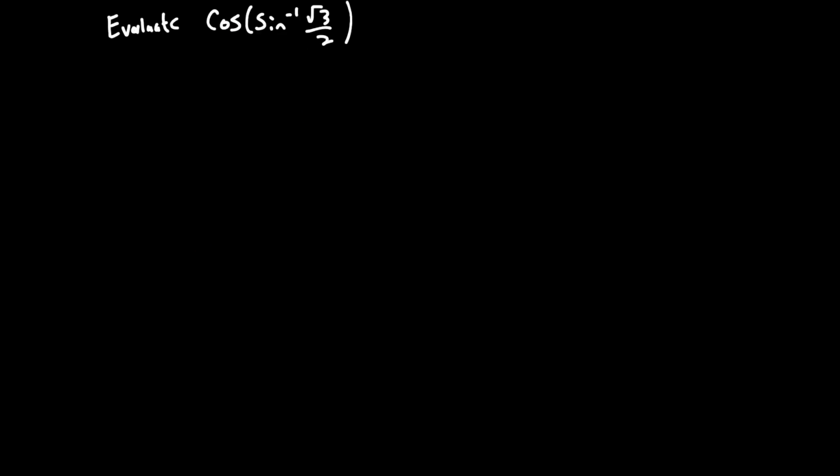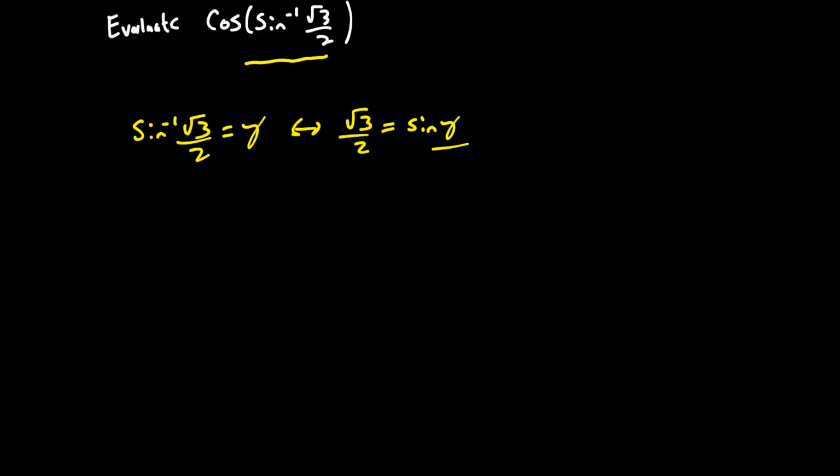In this problem, we want to evaluate cosine evaluated at sine inverse of the square root of 3 divided by 2. And to solve this problem, we're really going to be looking for the solution of sine inverse of square root of 3 divided by 2, since this is going to give us an angle. Again, let's go ahead and evaluate the following. Since this is going to be equal to y, this is the same thing as saying the square root of 3 divided by 2 is going to be equal to sine of y. So what angle y makes this equation true?